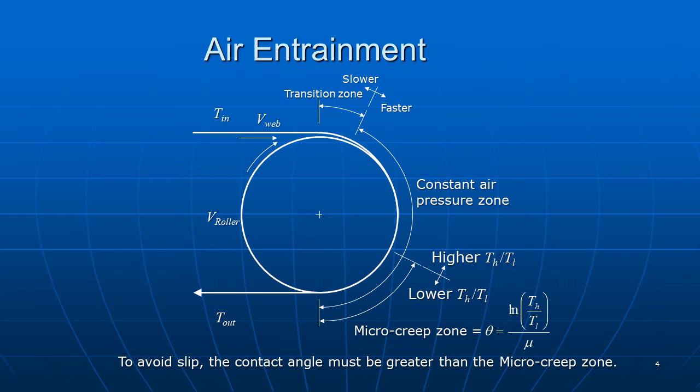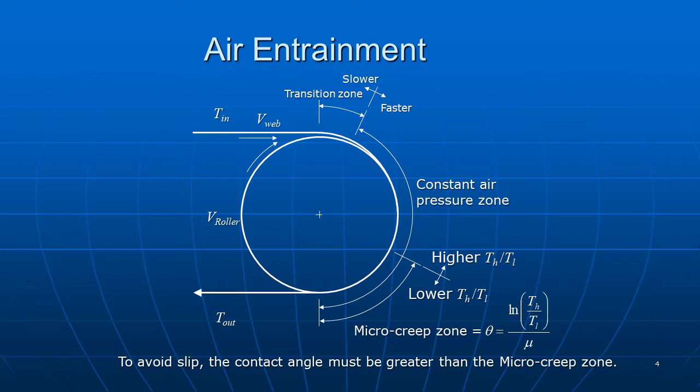Towards the exit of the roller is what's called the micro creep zone. And this is where the web is adjusting from its incoming tension to its outgoing tension. The angle that's involved here is actually the theta that would be calculated by the capstan formula for the tension ratio and the coefficient of friction involved. So in the micro creep zone, the web is adjusting itself from one tension to another, which means it is increasing in length or contracting a little bit as it goes from high to low or low to high tension. So there is some movement of the web against the surface of the roll at this location. That's why it's called micro creep.